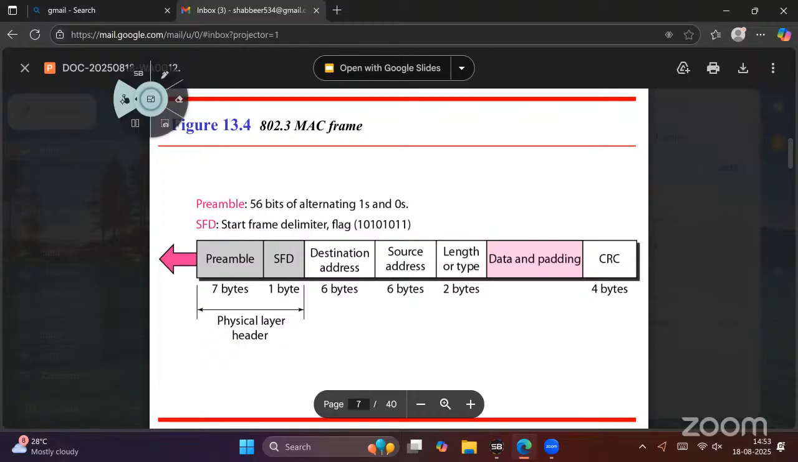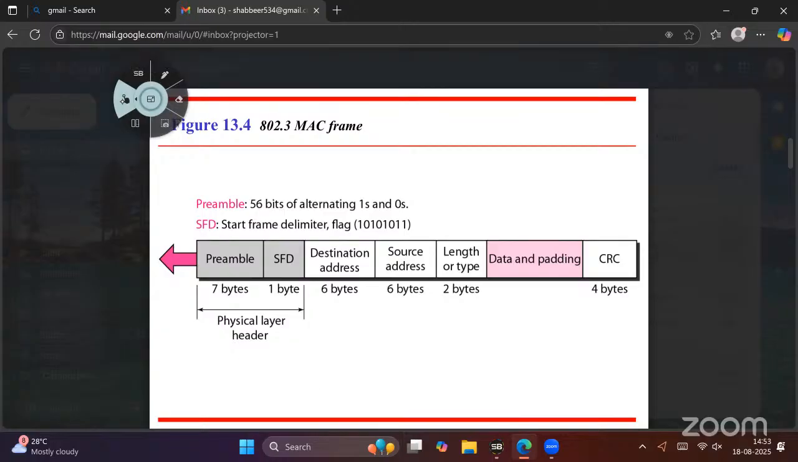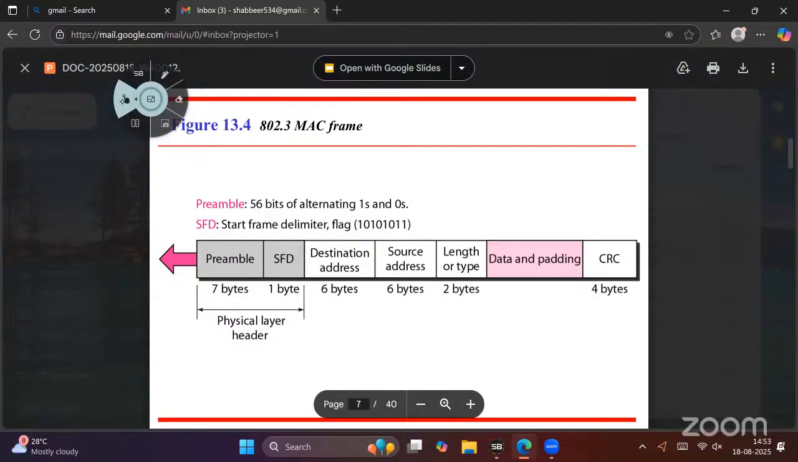This is the frame format. The frame format contains start of the frame, destination address, source address, length, data, and a CRC.